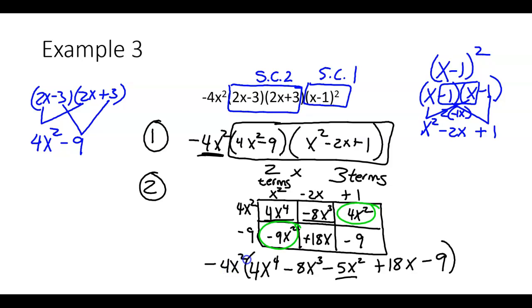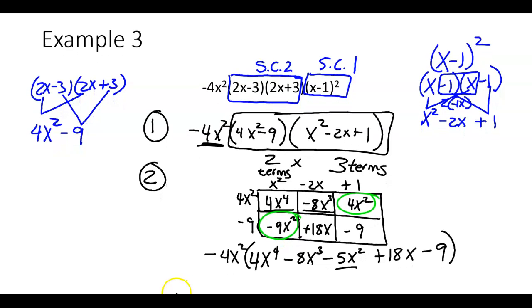So that's the end of step 2. Now we're ready for step 3, which is distribute. So step 1 is shortcuts. Step 2 is do any boxes that you can. Step 3 is distribute.